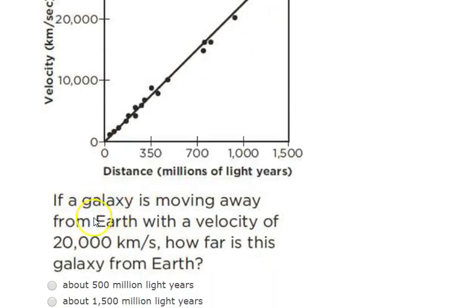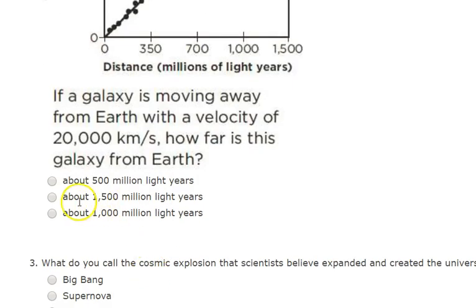So if a galaxy is moving away from Earth with a velocity of 20,000 kilometers per second, how far is the galaxy from Earth? Is it about 500 million light years? About 1,500 million light years? Or about 1,000 million light years?